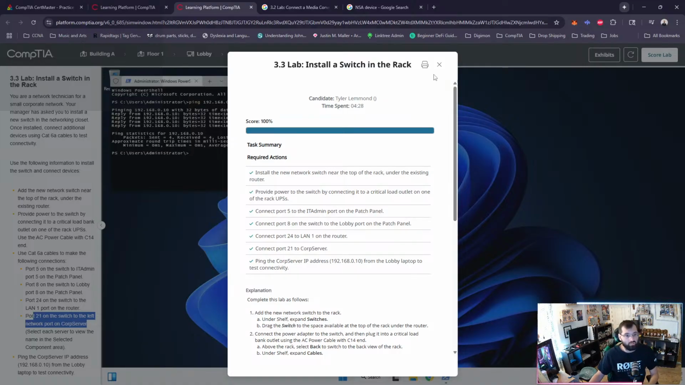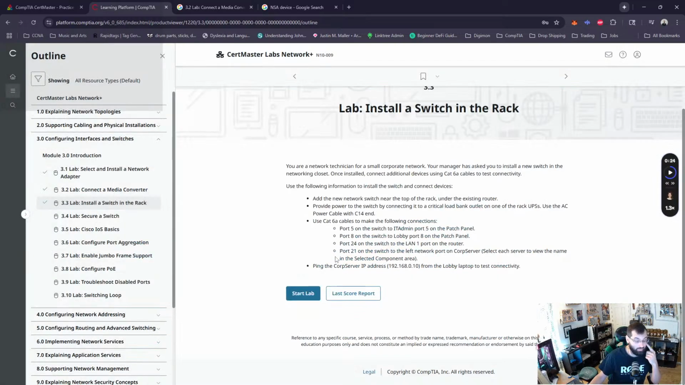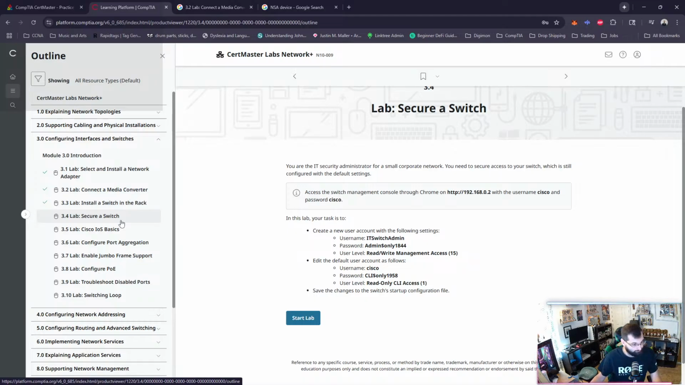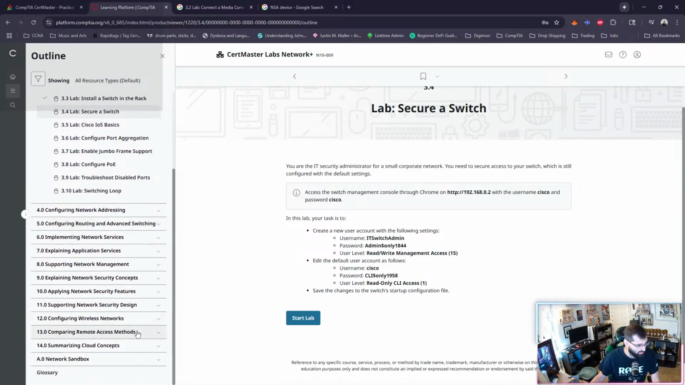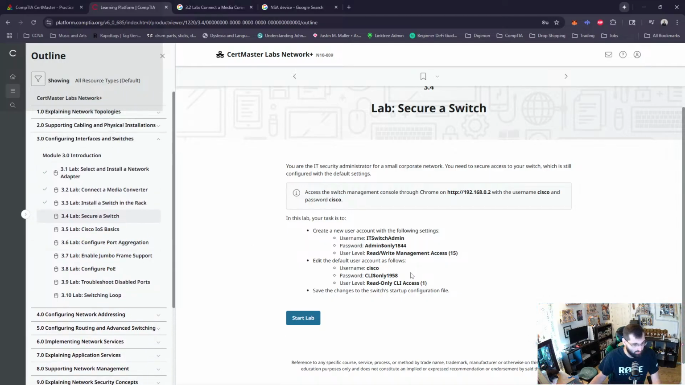100. Man, some of these are really easy. It's only when it deals with fiber that I second guess myself, and I'm like, I don't know. I can't wait till we get to network addressing and then routing and advanced switches. Some of this stuff is going to be crazy cool.